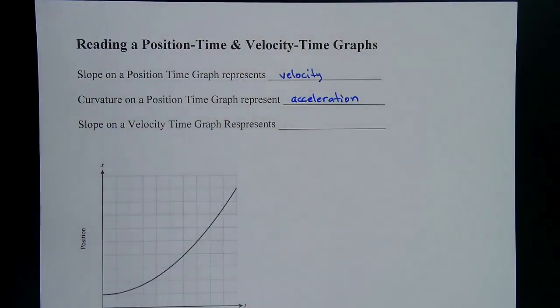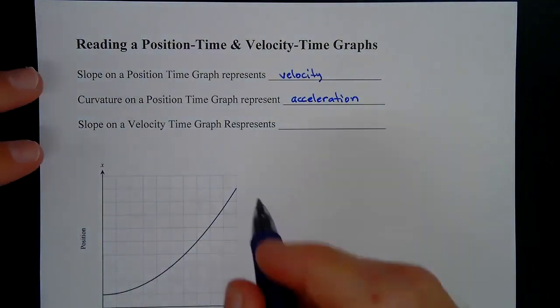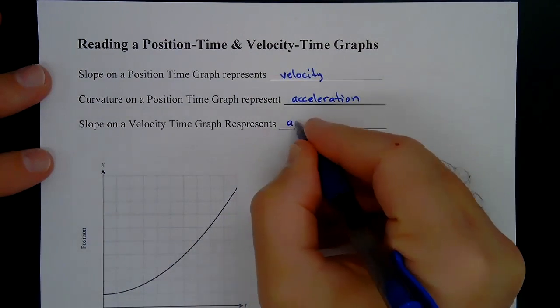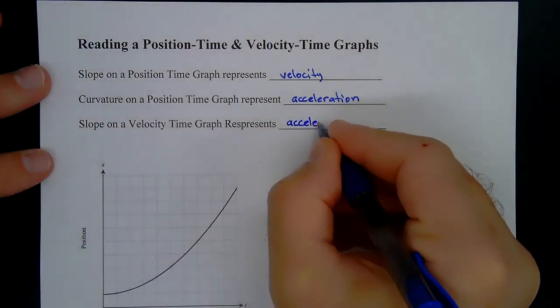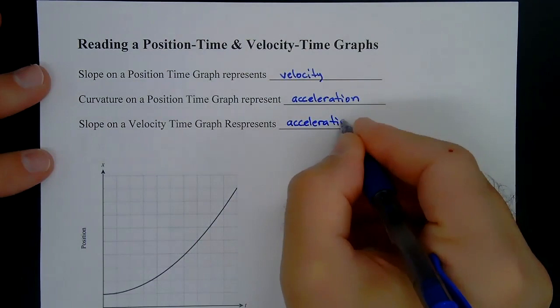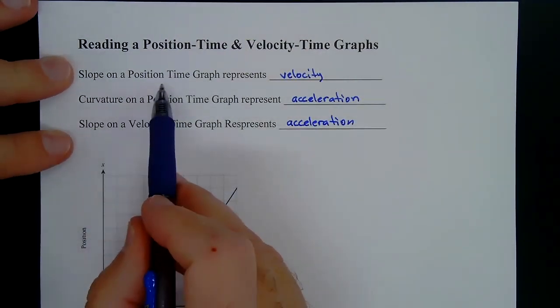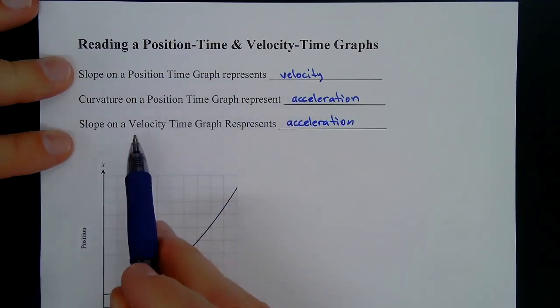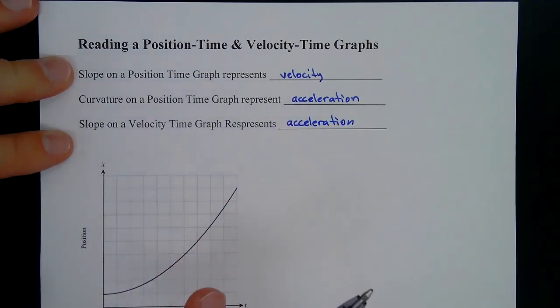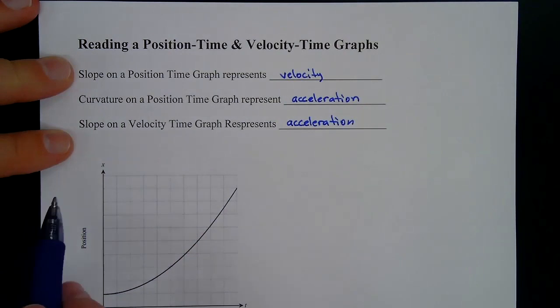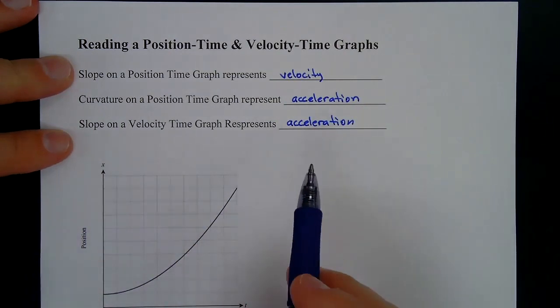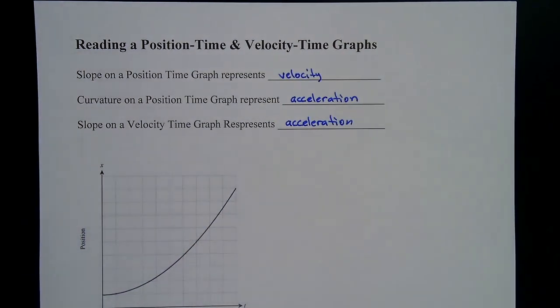And then the slope on a velocity time graph represents acceleration. What's confusing to a lot of students is that we're using slope for two different things. On the position time graph, it's velocity. But if we're looking at a velocity time graph, then the slope has to be the acceleration. All right.